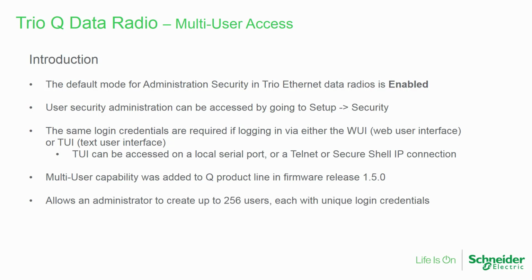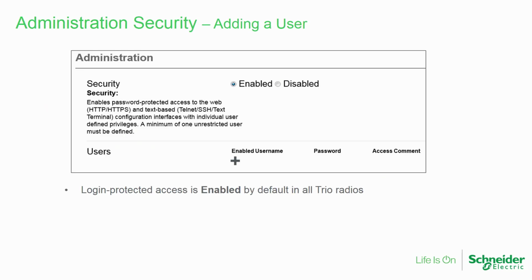It allows an administrator to create up to 256 users, each with unique login credentials. Login protected access is enabled by default in all Trio data radios. If not required, login protection may optionally be disabled by the user.